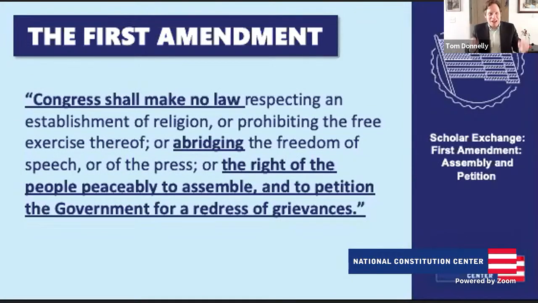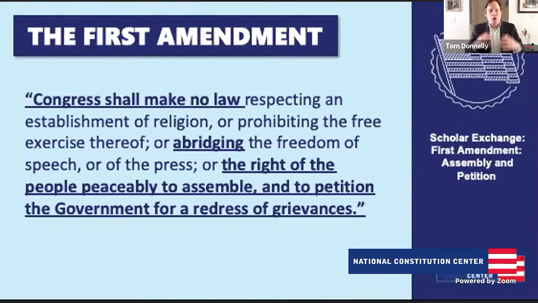So right here, we'll read the text. Congress shall make no law abridging the right of the people peaceably to assemble and to petition the government for a redress of grievances. So I think the best way to read this text is these are 2 separate rights. There's an assembly right, there's a petition right. But as we talk about the First Amendment, we can see in so many historical examples, these rights are intertwined.